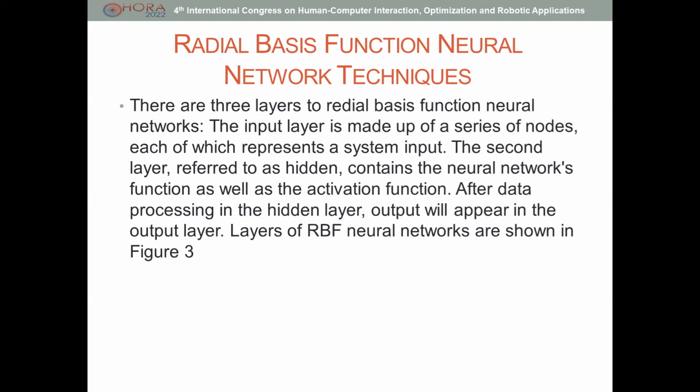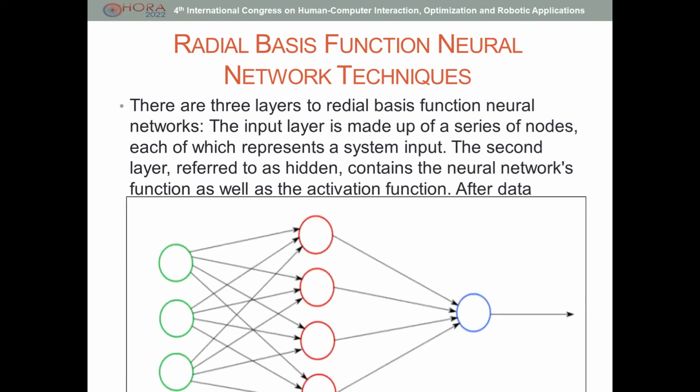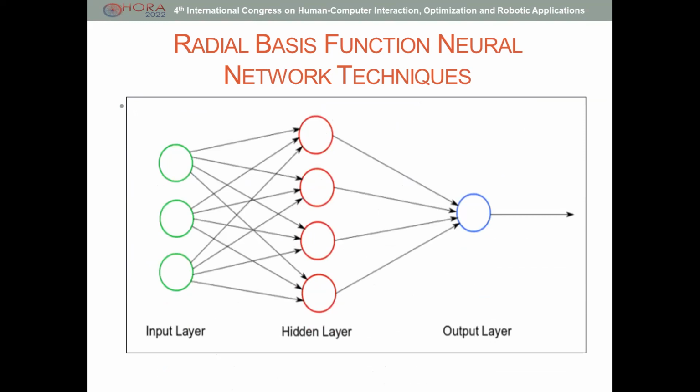There are three layers in the radial basis function neural network. The input layer is made up of a series of nodes, each of which presents a system input. The second layer is a hidden layer, containing the neural network function as well as the activation function. After processing the hidden layer, we get the third layer, the output layer. We can see in this figure the three layers: input, hidden, and output layer.